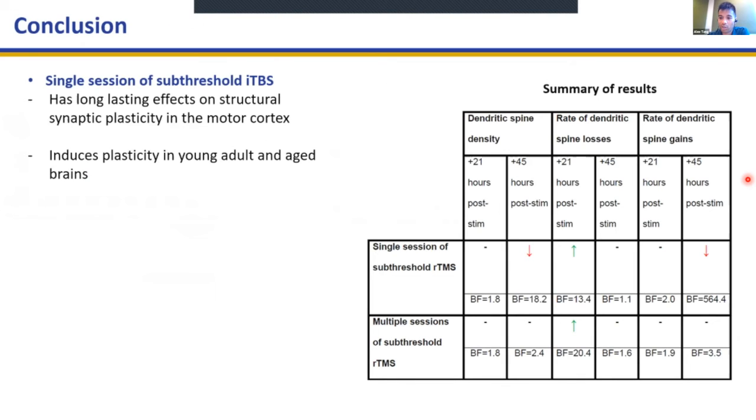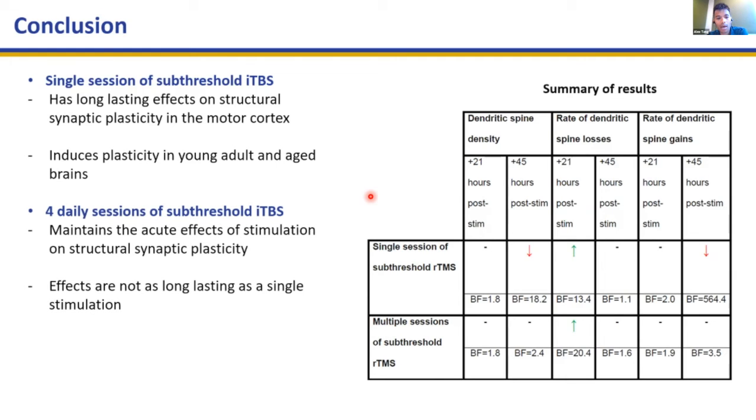So to wrap up a very short talk, this is a table of all our results if you're interested, but basically what we found was that a single session of subthreshold ITBS was having a long-lasting effect on structural synaptic plasticity in the motor cortex. And interestingly, this happened in both the young adult and the aged brain. When we looked at multiple stimulations in the young adult group, we found that multiple stimulations was able to maintain the acute effect of a single stimulation, in that there was a change at plus 21 hours, but we didn't see any change at the plus 45 hours. And so surprisingly, the effects of multiple stimulation are not as long lasting as a single stimulation.